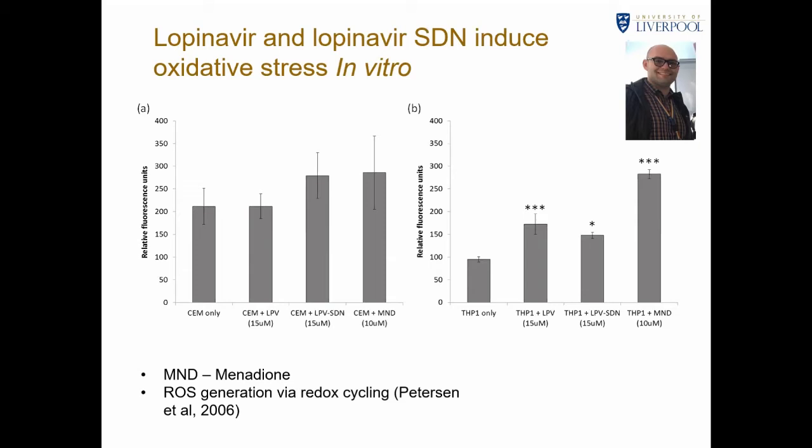And what was interesting with respect to this data was we found that there were cell-specific differences. So the lopinavir didn't do much in the T cells, but the SDN did have an impact in the T cells. Whereas in the THP1 cells, the lopinavir and the nanoparticle formulation did induce some oxidative stress, but there was significantly less with respect to the nanoparticle platform. So we thought that was quite interesting.